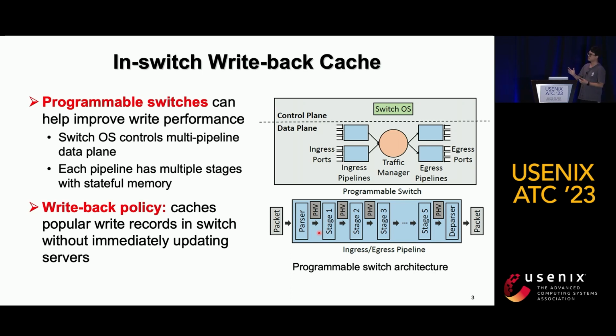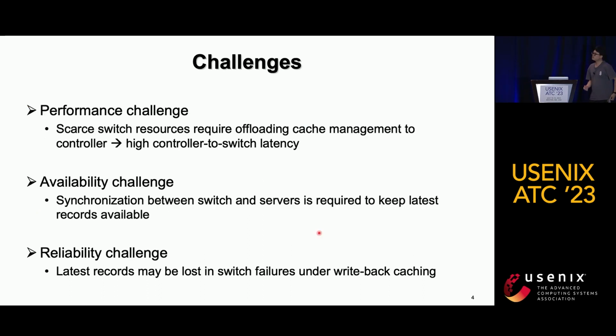So we can deploy a write-back policy into the switch. That is, we can cache the hot records in the in-switch memory to absorb writes on the cached records instead of updating the servers immediately. So it can improve the write performance by an in-switch write-back cache. However, in-switch write-back caching faces the following challenges.